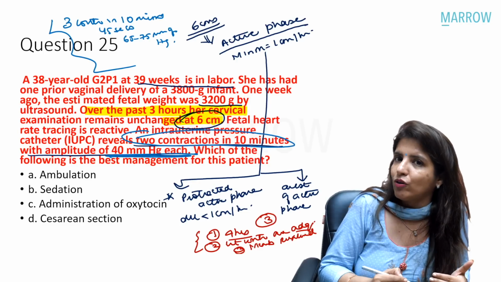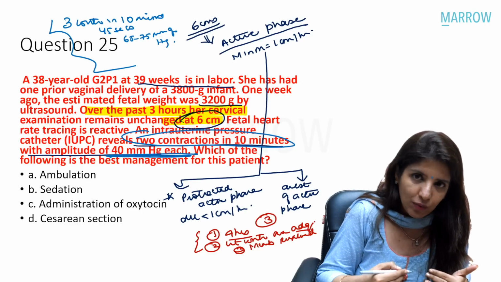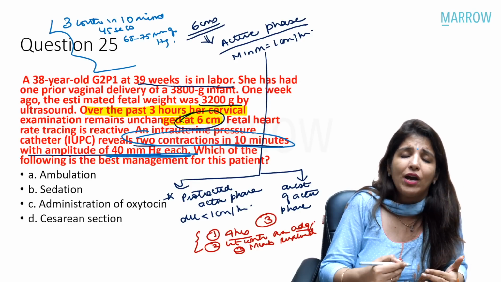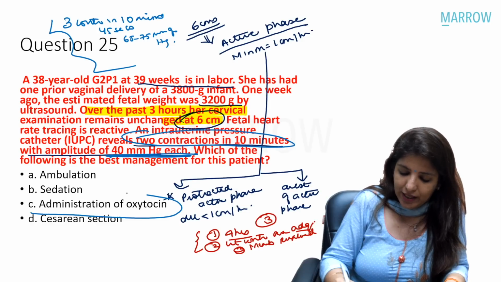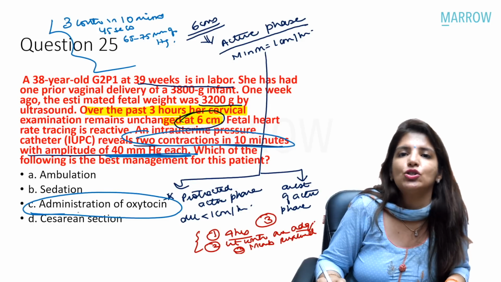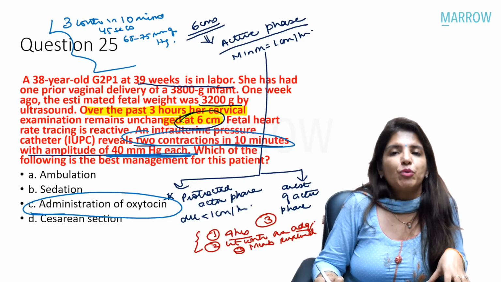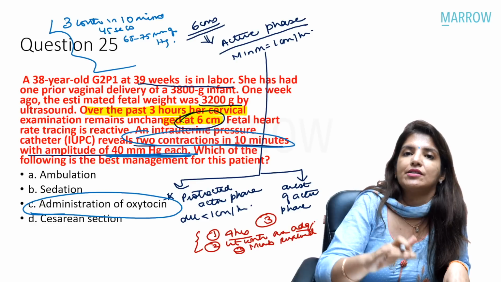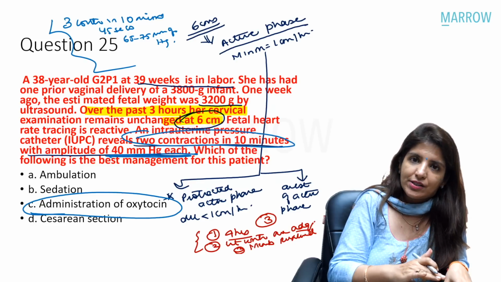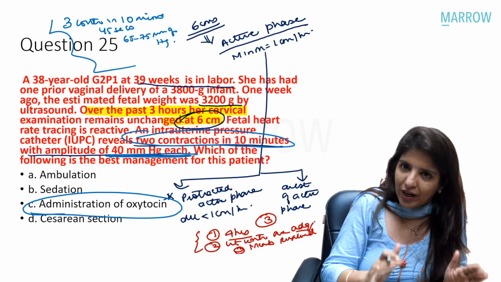And whenever uterine contractions are not adequate, what is the best way of making them adequate? The best way of making them adequate is by giving oxytocin. So in this case, because uterine contractions are not adequate, I am not going to say that it is a case of active phase arrest. Have you all understood? Right.